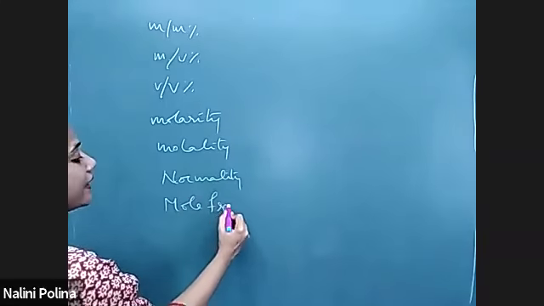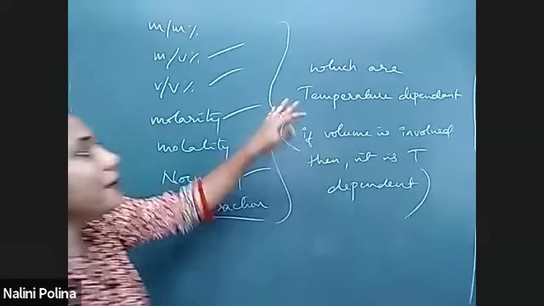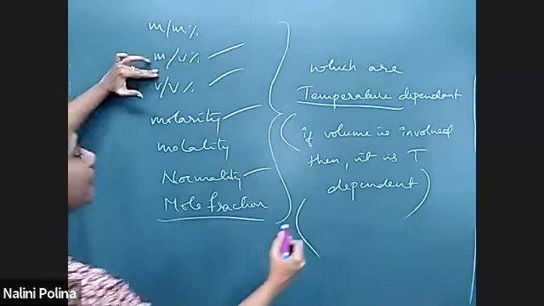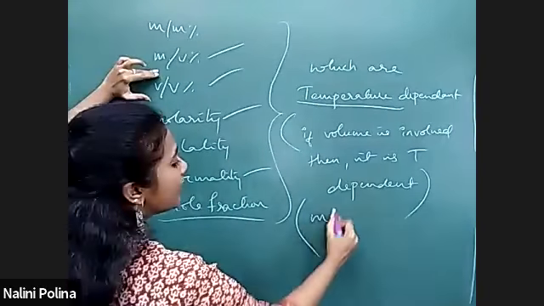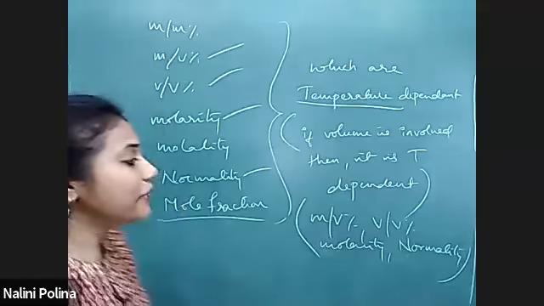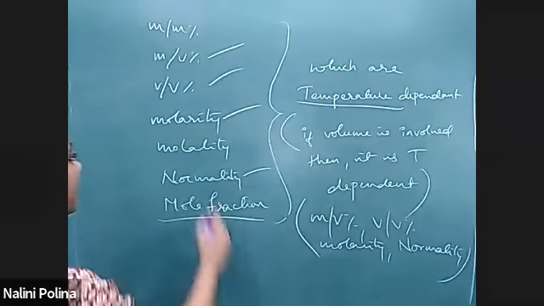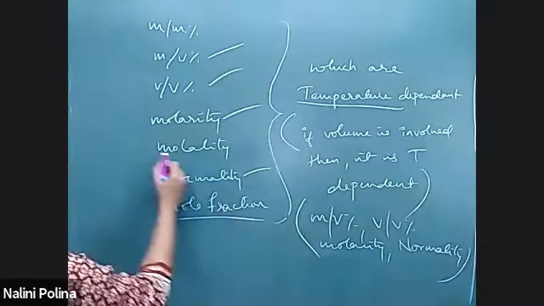So, which are the concentration terms which are temperature dependent here? Temperature dependent concentration terms are mass by volume percentage, volume by volume percentage, then molarity as well as normality. So these are the concentration terms which depend on temperature. As the temperature changes, the concentration also changes. Okay, fine. And which are temperature independent? Here molality and mole fraction both are temperature independent.